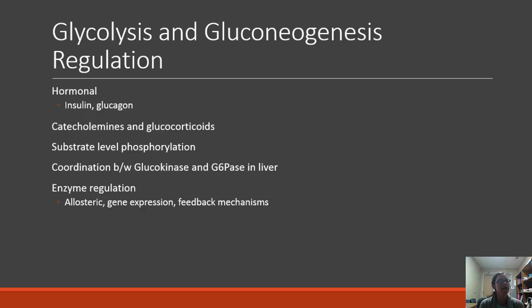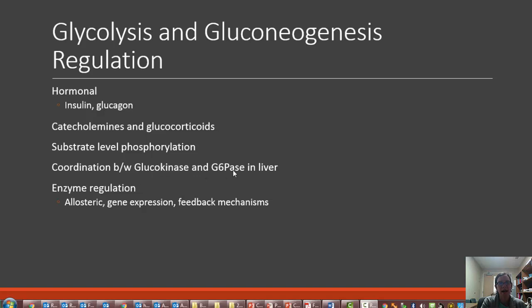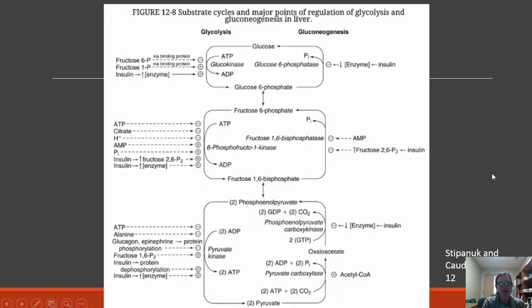So one more point to that. Let's talk about the coordination between glucokinase and G6 phosphatase in the liver. If you think about it, these two are counteractive to each other. Glucokinase is going to add a phosphate group onto the glucose, and G6 phosphatase is going to take it off. So we want some coordination between these two so that it limits this futile cycling back and forth. We want these to be hormonally regulated so that we're not just going back and forth and using up energy for no reason.